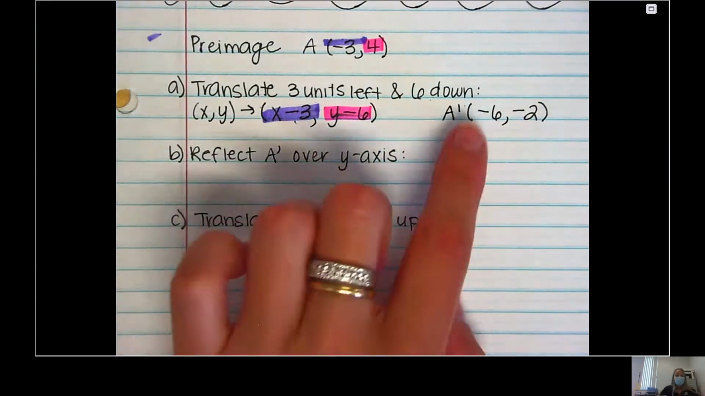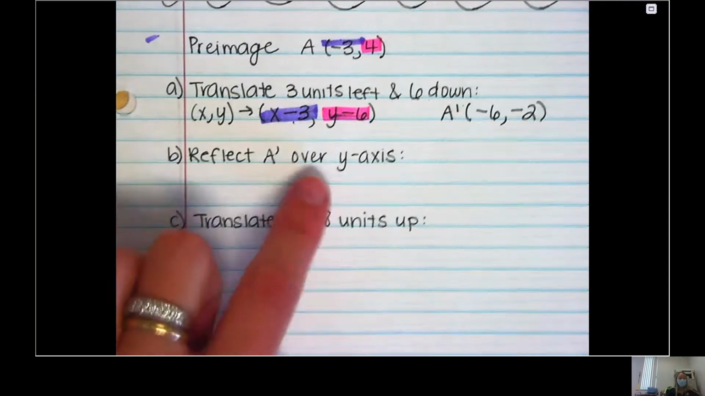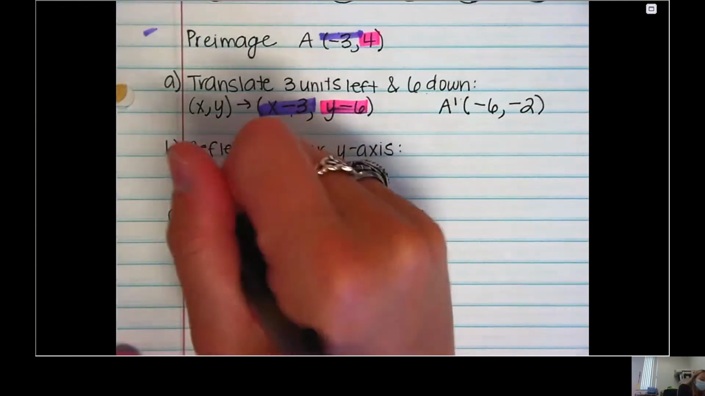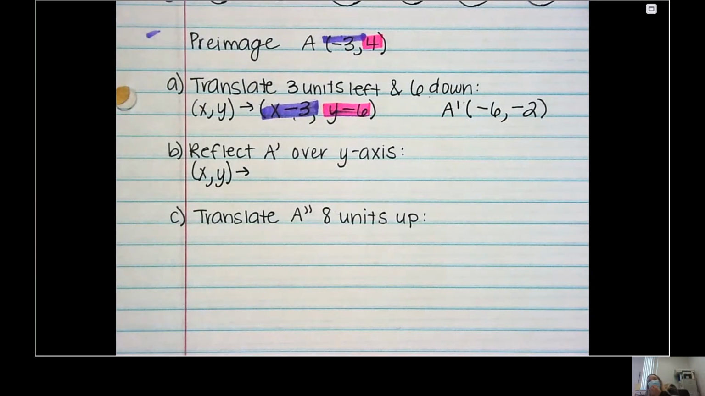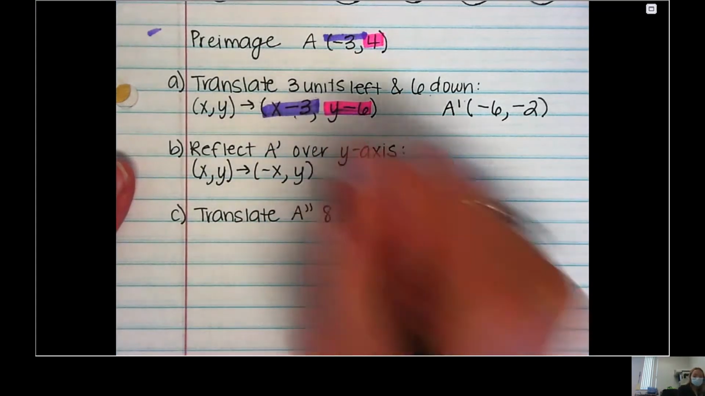Now, taking that point, A prime, I'm going to reflect A prime over the y-axis. Look back at either your notes or up on the board. Reflecting over the y-axis means you do what? What happens when you reflect over the y-axis? Is the x negative? It changes signs. My x changes signs, my y stays the same.